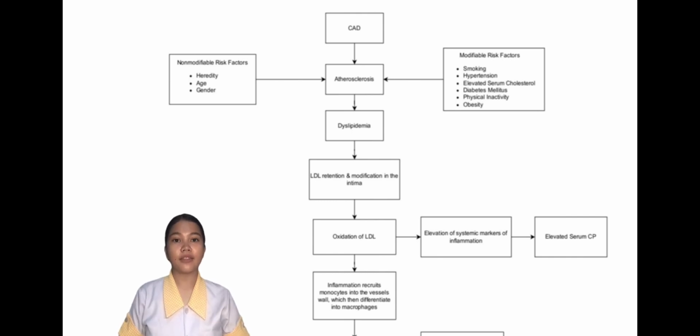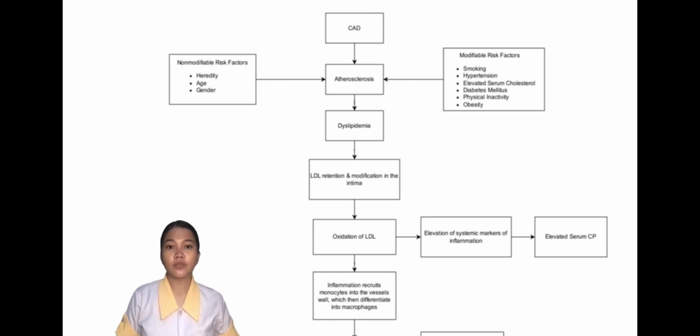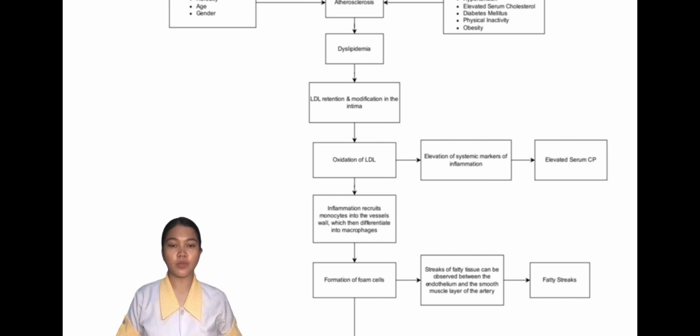Then, after that, there will be an oxidation of LDL, which leads to elevation of systemic markers of inflammation that will result in an elevated serum ceruloplasmin. After the oxidation of LDL, the inflammation recruits monocytes into the vessel's wall. Monocytes are recruited to the intima by chemokines, such as CCL2, and differentiate into mature macrophages mediated by MCSF. Within the intima, the macrophages take up excessive lipoproteins and form foam cells.